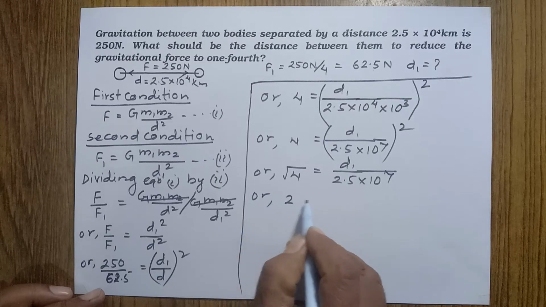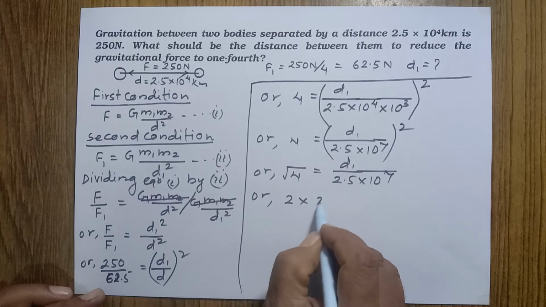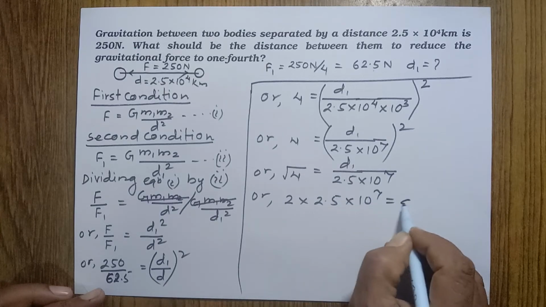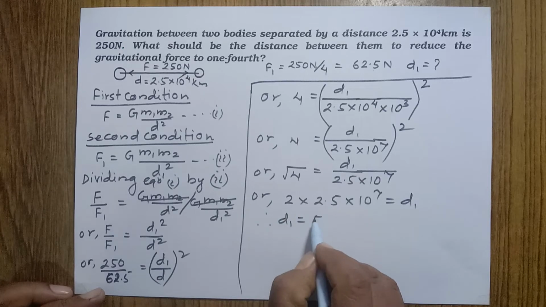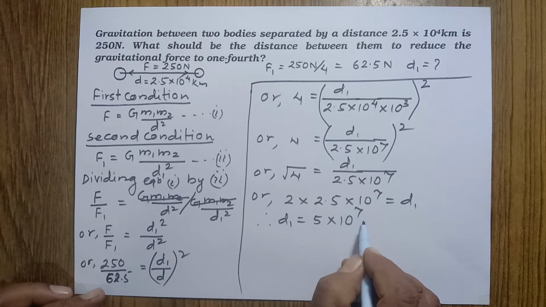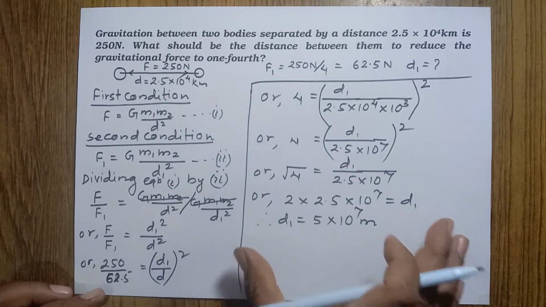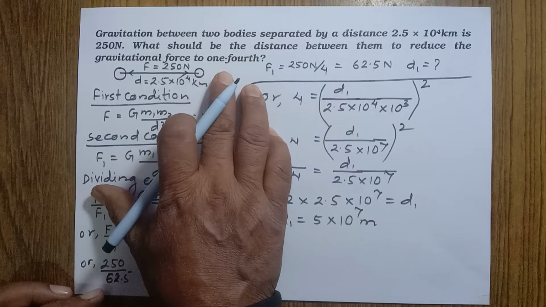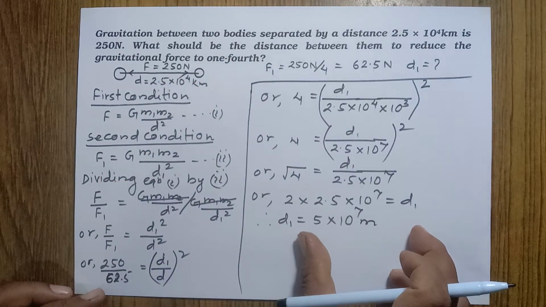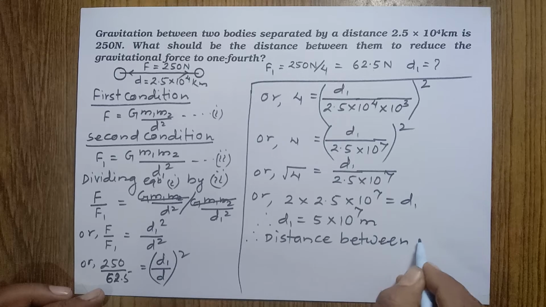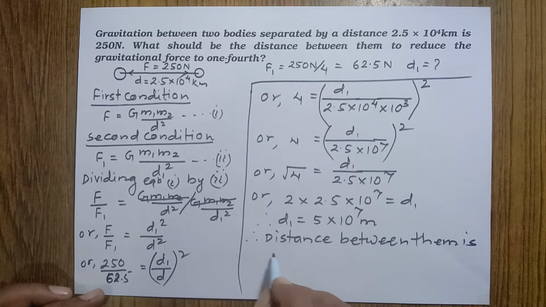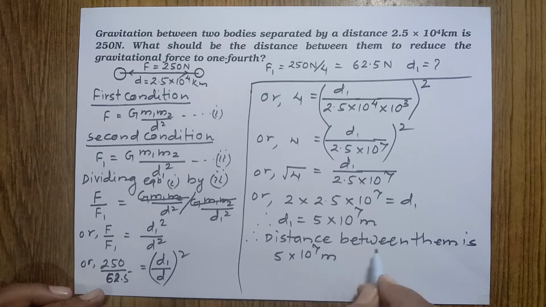Now root over 4 means 2, and if this quantity is taken to the left hand side, 2 into 2.5 into 10 to the power 7 is equal to d1. Therefore our final answer is d1 is equal to 2.5 into 2, which becomes 5 into 10 to the power 7, and distance is measured in meter, since kilometer is already converted into meter. If the gravitational force is reduced to 1/4, then the distance increases, and this distance is found to be doubled. So you can write it this way: therefore the distance between them is 5 into 10 to the power 7 meter. This is our final answer.